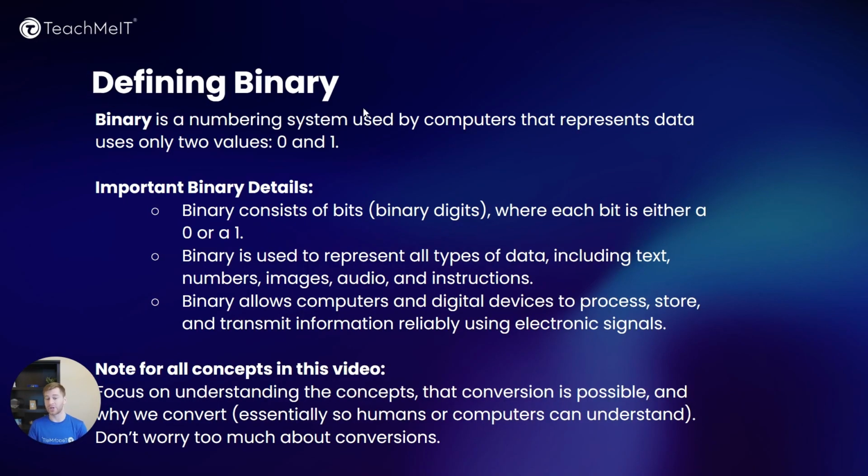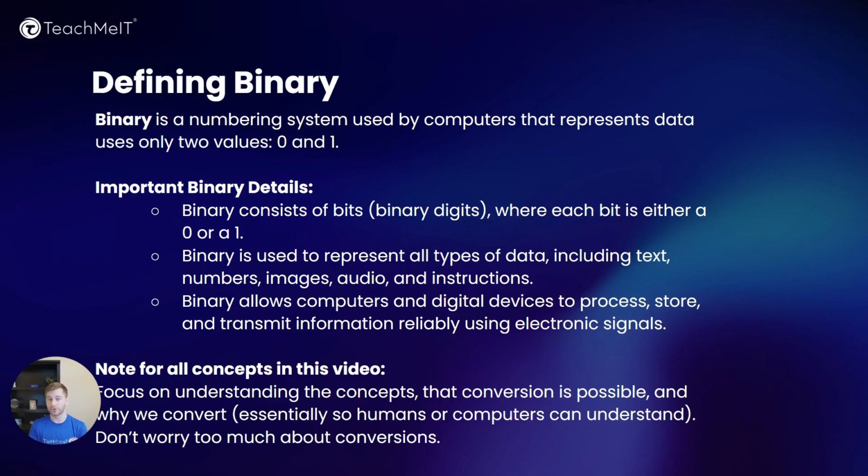Binary is simply a numbering system used by computers that represents our data. Again, computers can only use two values, the number 0 and the number 1. Some important binary details here: binary consists of bits where each bit is either 0 or 1. It's used to represent all types of data and to do everything in the background. So for example, our text, our numbers, our images, our audio, our instructions, our software, it's all zeros and ones.